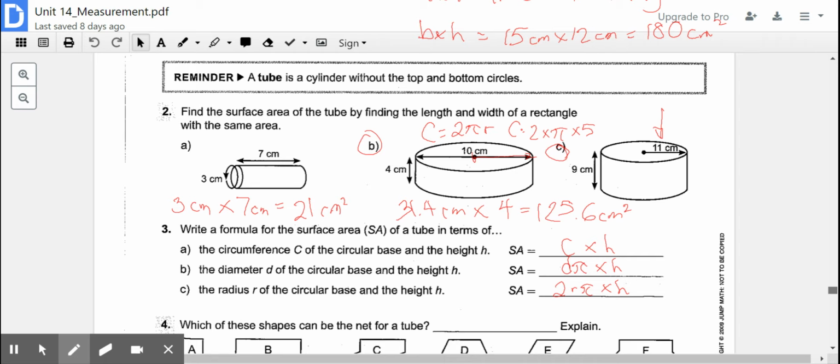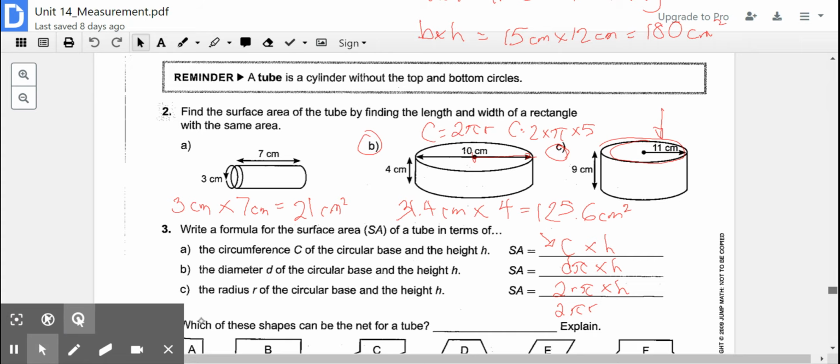Okay? Remember, when we're multiplying, it doesn't matter the order of the terms. So if I say 2 times the radius times pi, it's the same as saying 2 pi r. Now, 2 pi r is the same as circumference. So the key idea is you always want the circumference around times the height as the area of that tube.